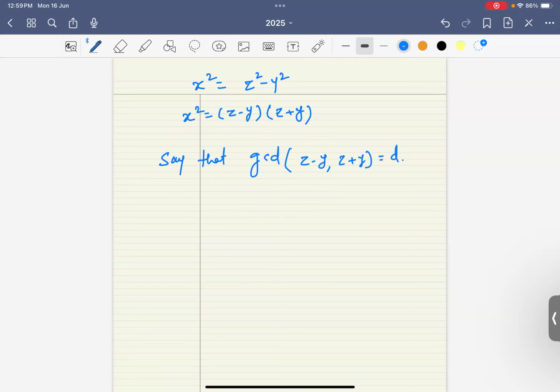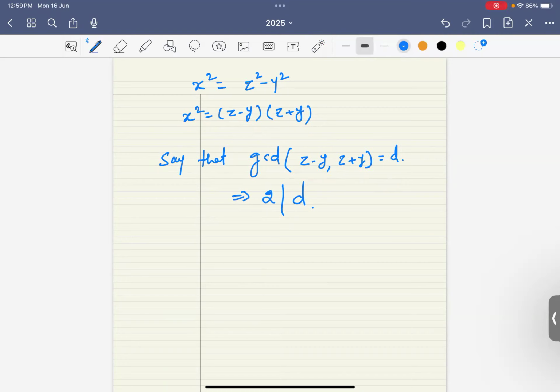Since we know that z minus y and z plus y are both even, the GCD must be a multiple of 2. It contains 2. We can say that 2 must divide D, right? Because this number is even, this number is even. So the GCD must be even. And any even number must be divisible by 2.